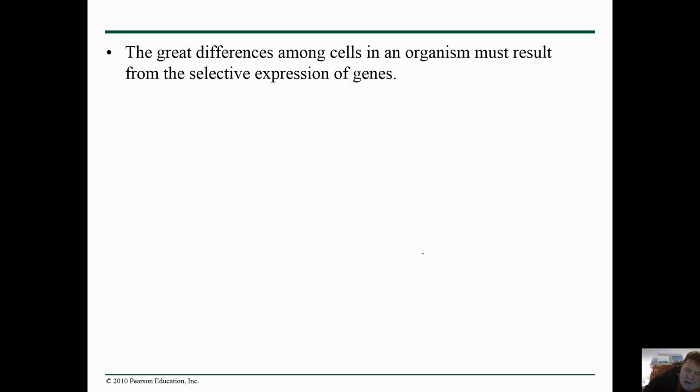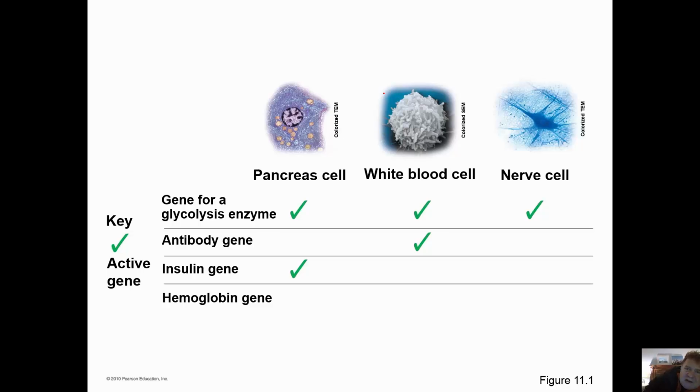The big differences that we see among cells in an organism result from what we call selective expression of genes, and different cells will express different genes. Here we see in a pancreas cell, we have genes for the glycolysis enzyme, no antibody genes, no hemoglobin genes. In a white blood cell, we will see some of these genes, and in a nerve cell. So it's this different pattern of genes that gives us these different cells.